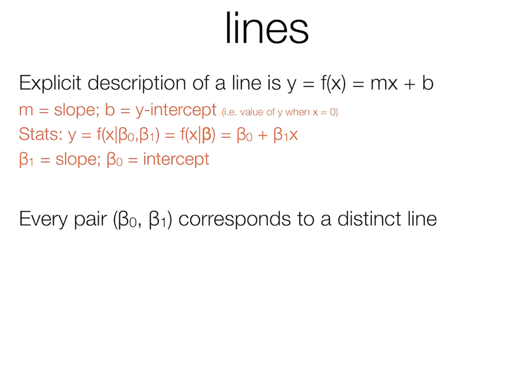Now, every pair, beta naught, beta 1, corresponds to a distinct line. And in that way, you can kind of think about the pair beta naught, beta 1 as kind of like the name of the line, maybe like a first name, last name. Every different line gets a different pair of numbers, or every different pair of numbers gives you a different line.